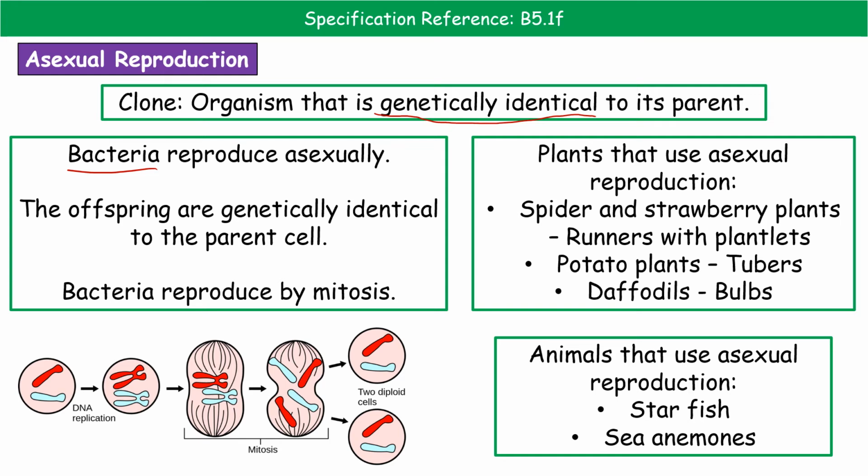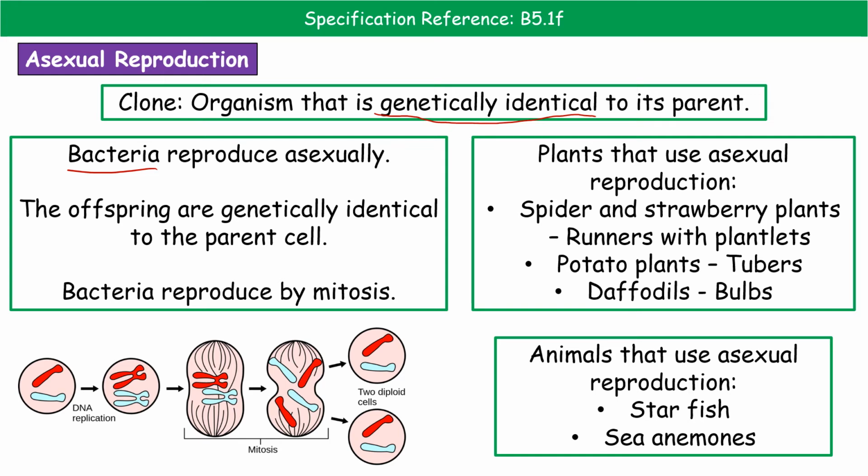We have some plants that also utilize asexual reproduction. Some of these you'll be familiar with. Spider plants, probably in a science lab somewhere in your school. Those ones have these little runners that come off with little plantlets at the end. Those plantlets are clones. They're genetically identical to the parent.